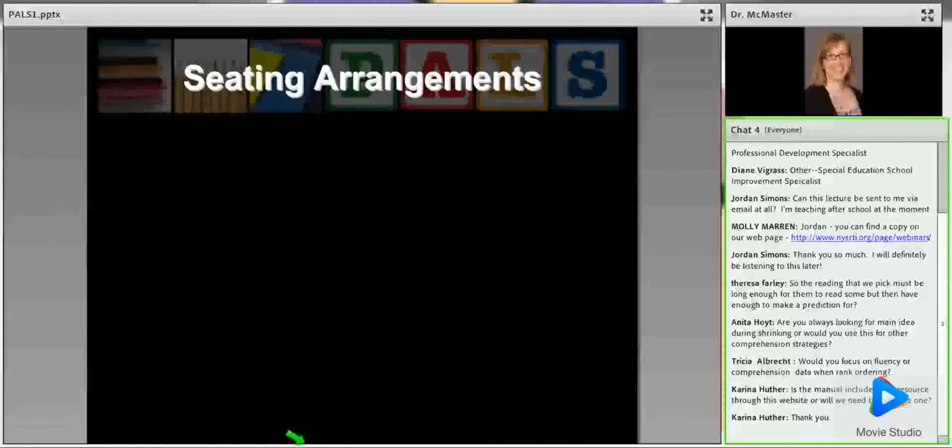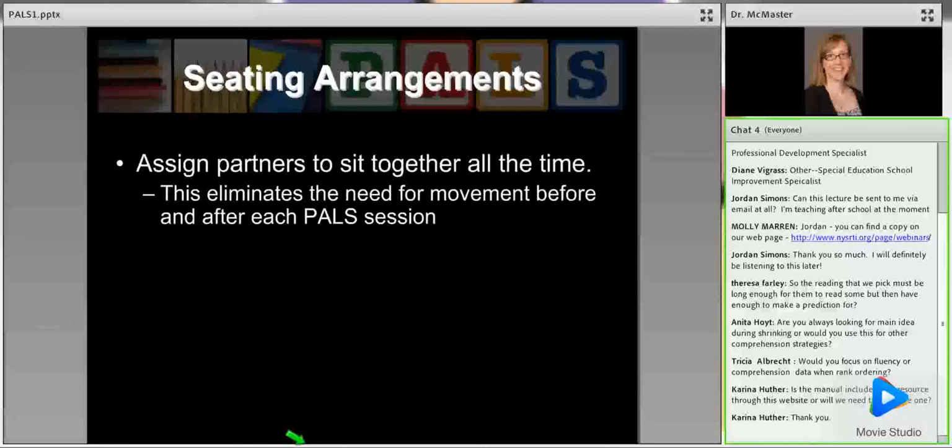Now, seating arrangements are something to think about before you get PALS up and running in the classroom, because PALS does require some reorganization, perhaps, of how kids are usually sitting in the classroom. One way that you can do this is just to assign partners to sit together all of the time. So if you're supporting a teacher where kids are there for the whole day, it might just be that for 4 weeks they just sit next to the child who's going to be their partner.